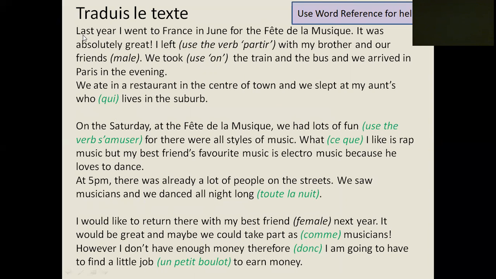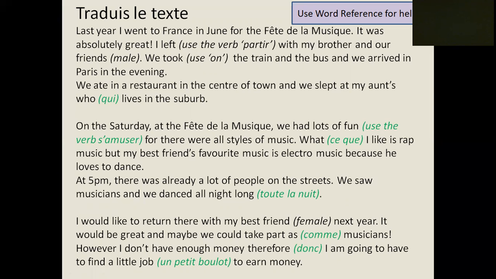So the text is: Last year I went to France in June for the Fête de la Musique. Don't translate Fête de la Musique, that's just the name of the celebration, so you cannot translate it. It was absolutely great. I left. So here, in brackets, I've put that I want you to use the verb partir.